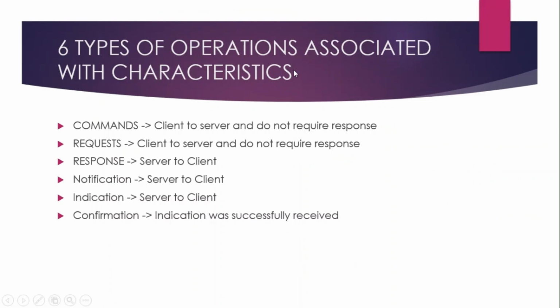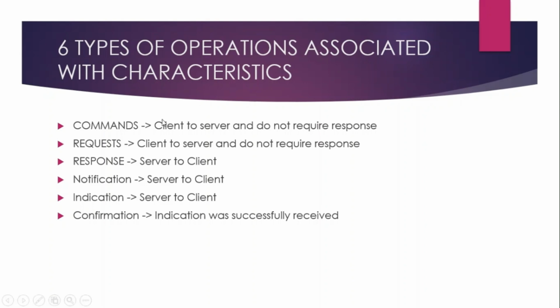So I hope you all understood, and I hope you all are clear now what is characteristic, service, and profile, and all put together how it forms a GATT server. That's why I did all these multiple examples, because it's a little confusing topic. Next, we will see what are the different operations associated with these characteristics. So there are six types of operations associated with the characteristics.